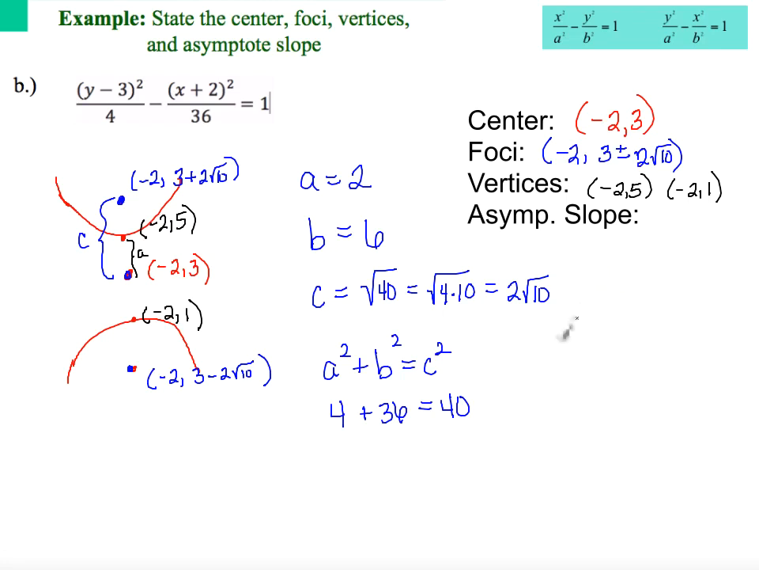And finally, our asymptote slope. Again, when we're talking about that slope, thinking of rise over run, I know that it's either A over B or B over A.